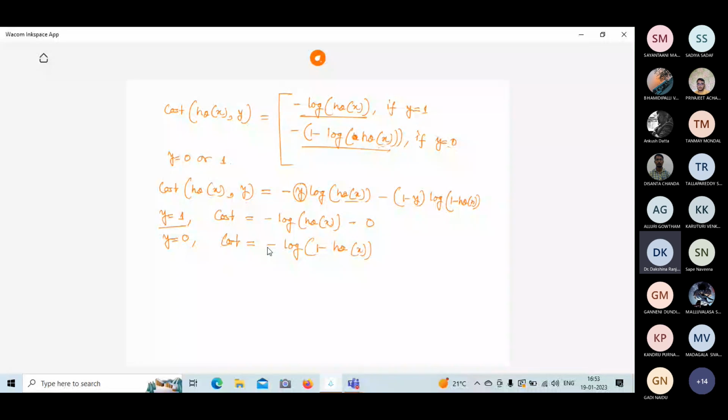So when we write this cost function in combined form, we have to multiply this y with the first type of cost function, which is minus log of h theta x, and when we get the class level 0, we have to write 1 minus y multiplied by log of 1 minus h theta x. So both of these are found to be true for this cost function of h theta x comma y.